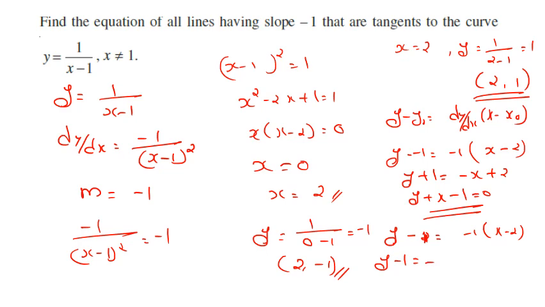So, y minus 1 is equal to minus x plus 2. So, y plus x minus 3 is equal to 0. This is the equation of all lines having slope minus 1 and are tangents to the curve y is equal to 1 by x minus 3.